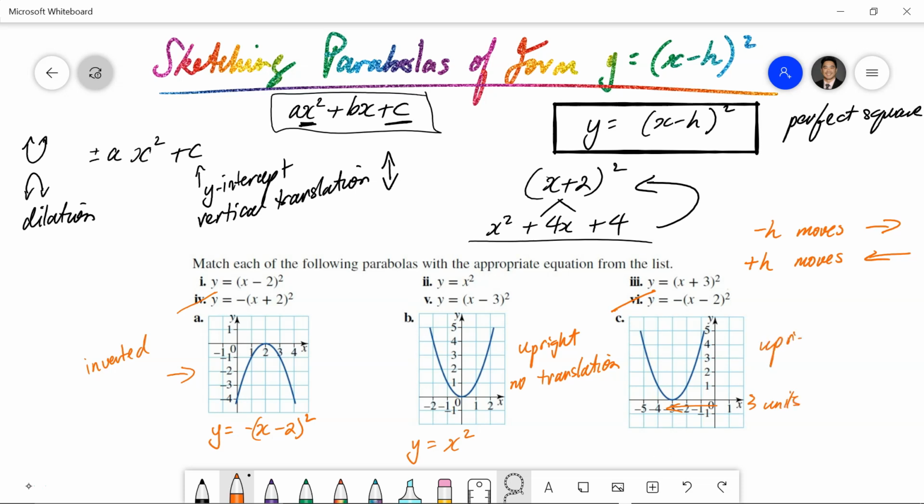It is also upright. We can say that we've cancelled that middle option. If it's moved 3 units to the left, therefore h must be a positive 3. So we can see that 5 is out because it's a negative 3. We don't want that. We also can see that 1 is out because it's a negative 2. It's not even a 3. So we can cancel that out, which leaves us with 3. So y is equal to (x plus 3) all squared is the equation for that graph.